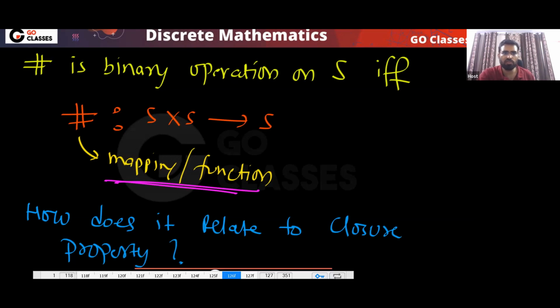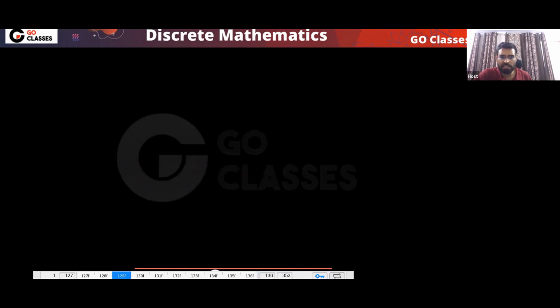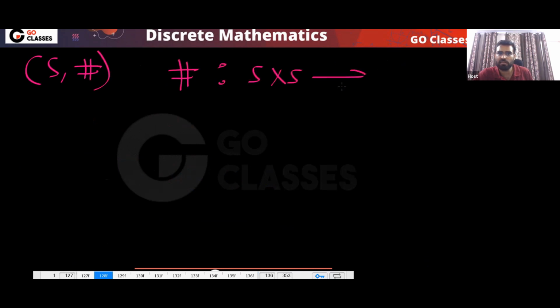Anyone? How will it relate to closure property? Because the codomain is a set, your base set. The answer is: codomain is base set. Just notice, codomain is base set. So it's like this. The final result again, you can notice S comma hash. This final result will be in the base set, right?